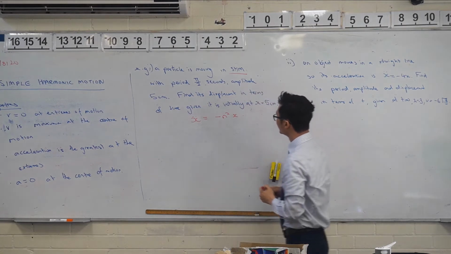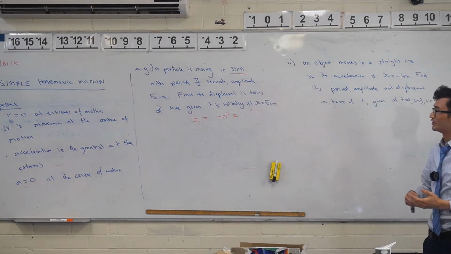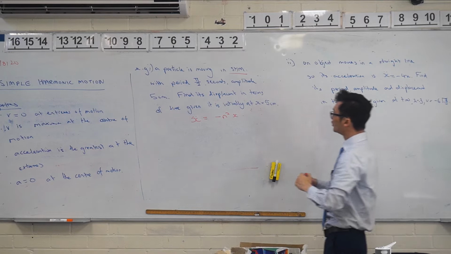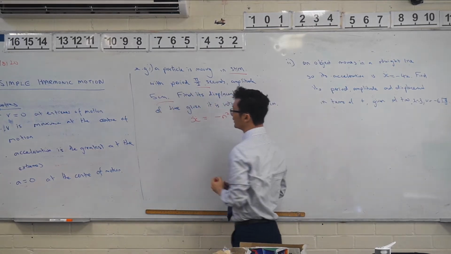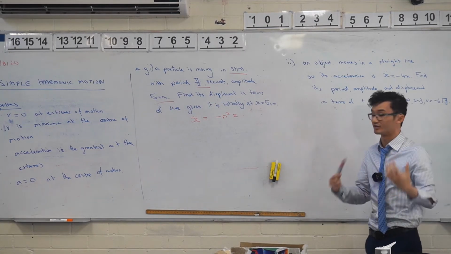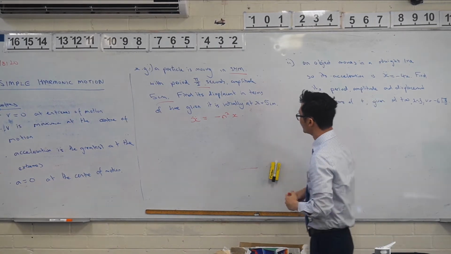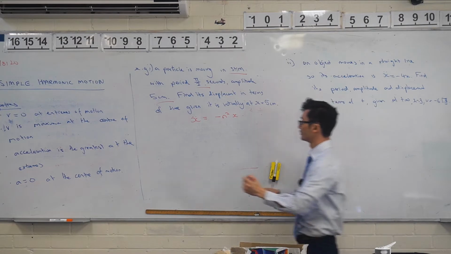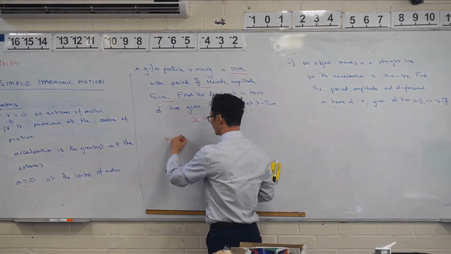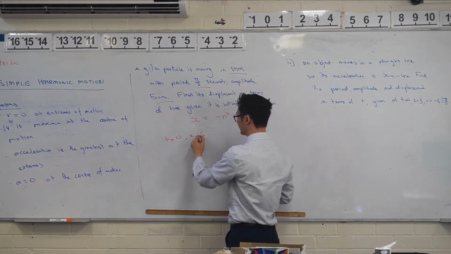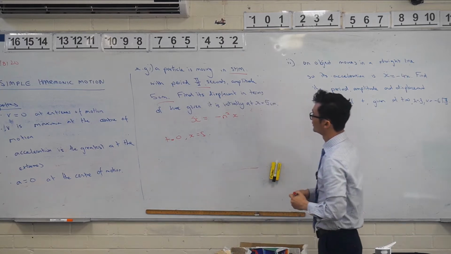But in this question, it seems like we're just trying to find the equation of its displacement, and we're given all the information we need. Because remember, at the end of the day, these are just trig equations, the displacement functions. So we've got some initial information. Initially, we're thinking what? So t is equal to 0, x is equal to 5. I'm just jotting down the information that we have. What other stuff do we know?